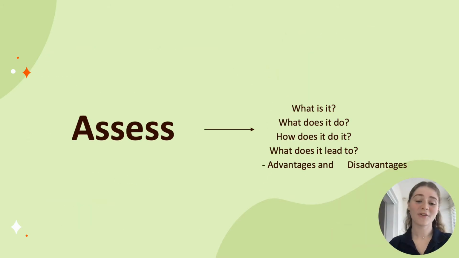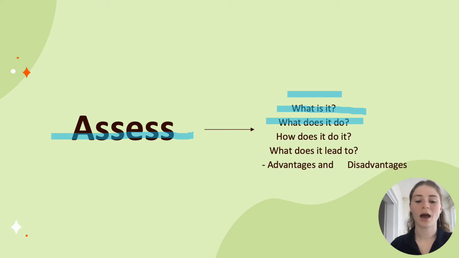To start things off today, I just want to go over the verb for this dot point, which is assess. So when we're answering assess questions, we need to look at what is it, what does it do, how does it do it, what does it lead to, and within this specific point, what does it lead to will look like advantages and the disadvantages.